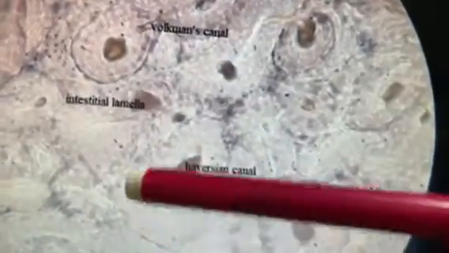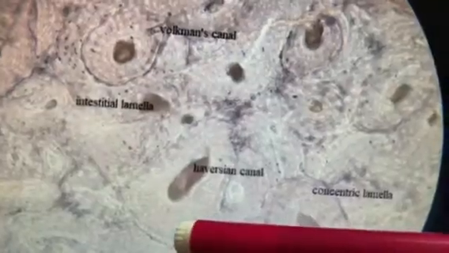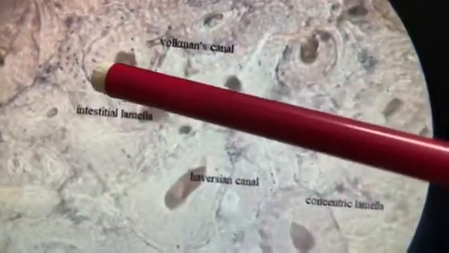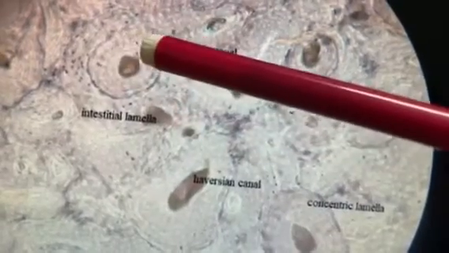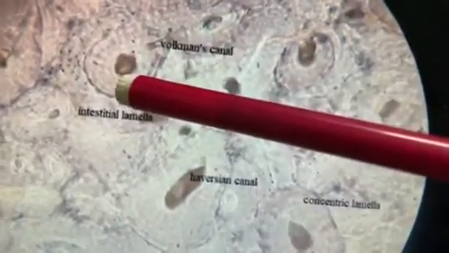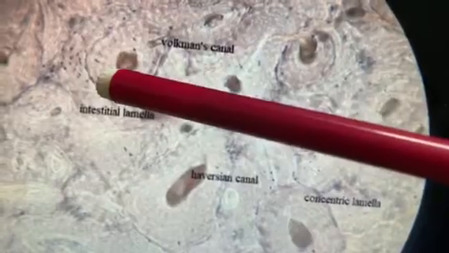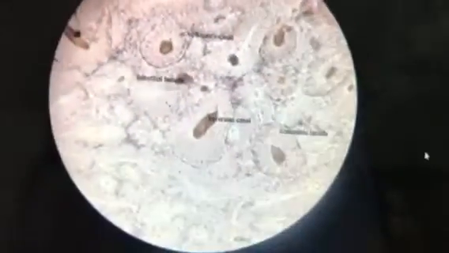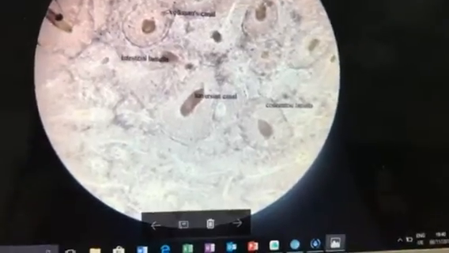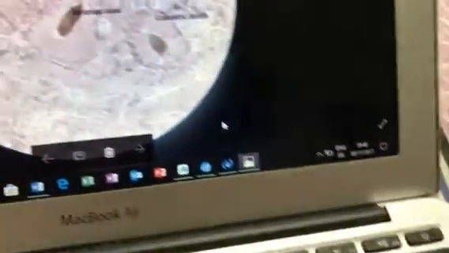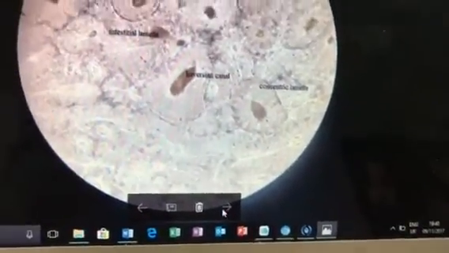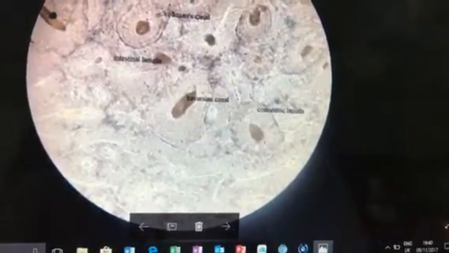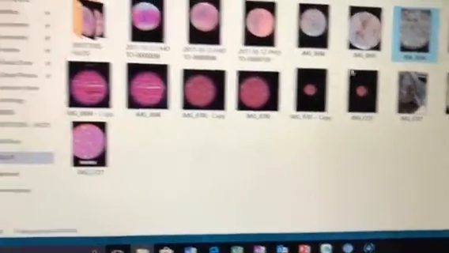The concentric lamellae contain many dots, as you can see over here. These are all called lacunae. This concentric lamella contains lacunae. What is the content of the lacuna? Inside the lacuna you will have the osteocytes, and then from the lacuna, inside the lacuna, you will see... next slide. What is there inside the lacunae?